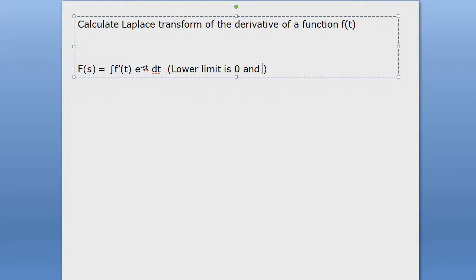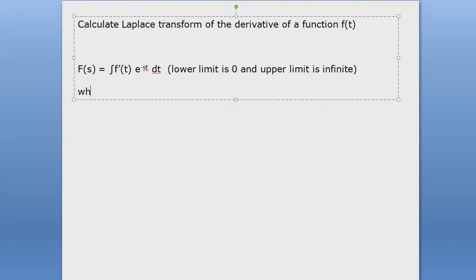We have considered here one-sided Laplace transform or unilateral. Lower limit is 0 and upper limit is infinite. Okay. The lower limit of the integration is 0 and upper limit is infinite, and where f prime of t is nothing but the first order derivative of our given function f of t.